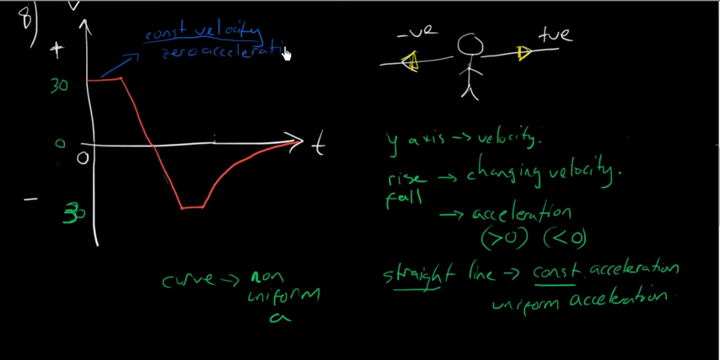acceleration. You don't have to write zero acceleration necessarily, but you have to know that that's what it means. The important thing to write would be the constant velocity, if you saw a horizontal line like that. But it also means zero acceleration, so you've got to know both things.